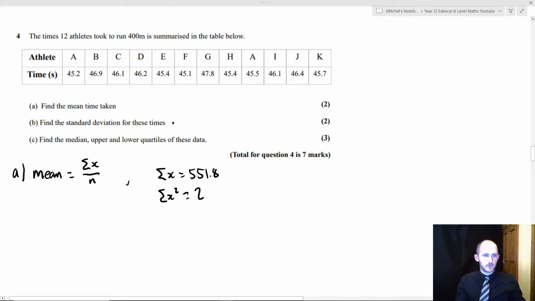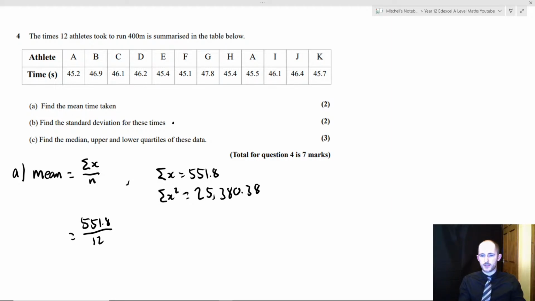And that gives you 25,380.38. Okay, so with the mean, we just do that and we just divide it by the number of data points we have, which is 12 in this case.